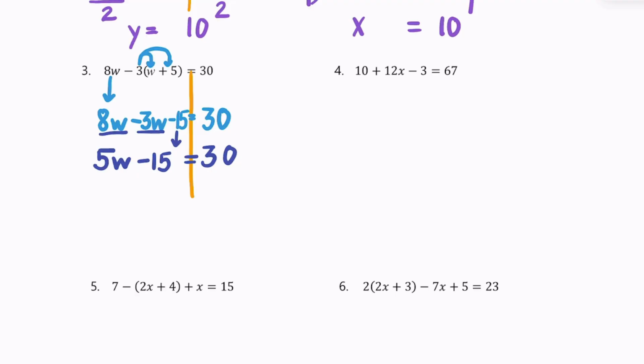Now we have it down to a two-step equation. So I'm going to put my 5w in a box. We need to move over that minus 15. So what I'm going to do here is I'm going to add 15 to each side.